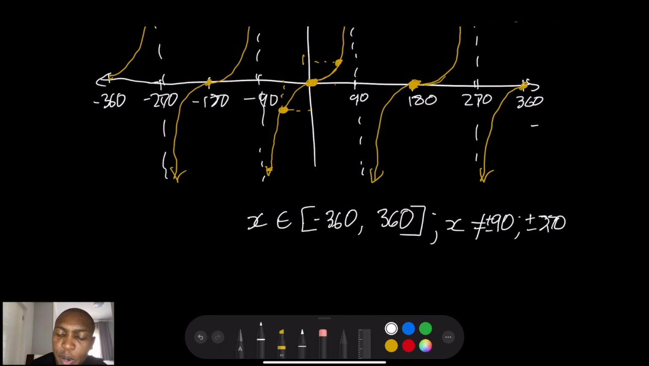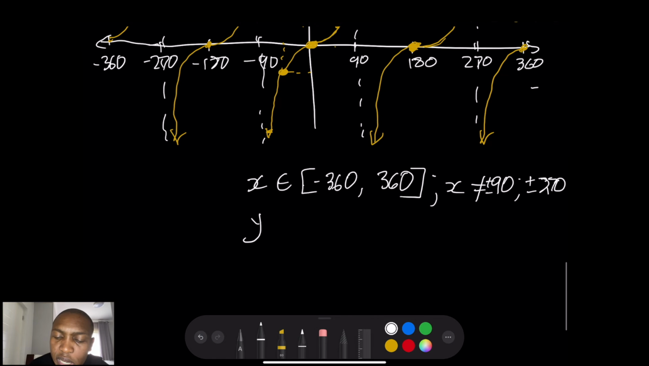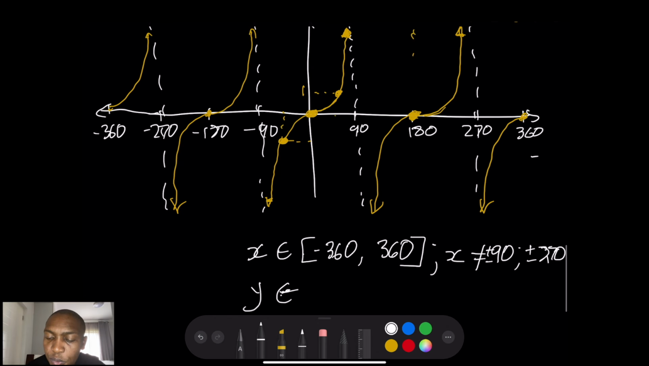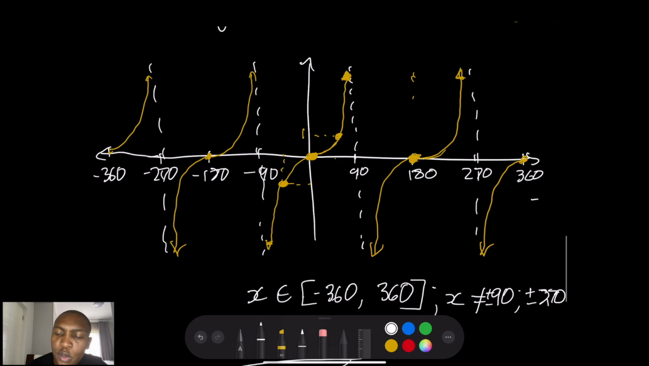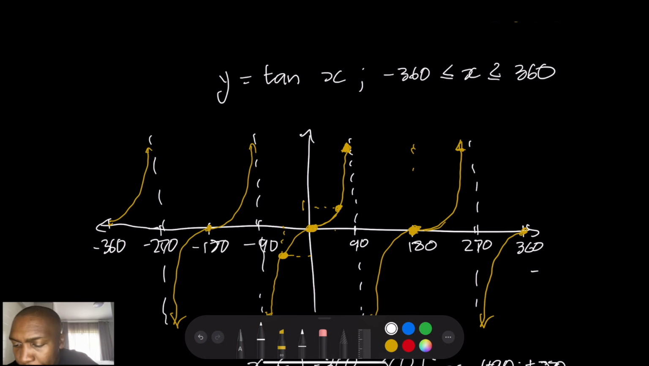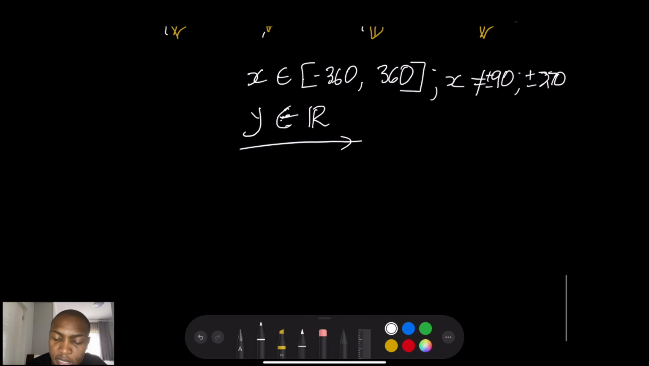And what about our range? Our range, where does our graph exist? In this case, it's from minus infinity to infinity, right? So you just simply say y is an element of the real numbers. That would exist for all values from minus infinity to infinity, because it goes all the way up and all the way down, and it exists for all those values. I hope that makes sense.